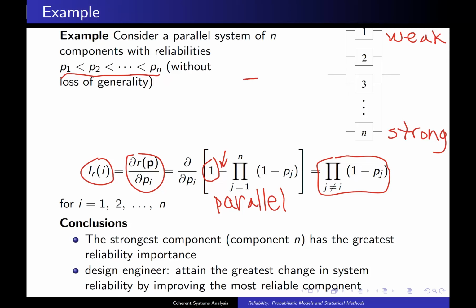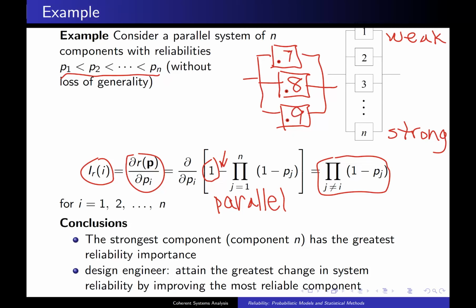Let's do a small example of this one as well. We're going to use those same component reliabilities for a 3-component parallel system. And instead of calling these components 1, 2, and 3, I'm going to put in the reliabilities, and we'll stick with those same numbers, 0.7, 0.8, and 0.9. So the first question is, what is the reliability importance of component 1? The formula right here says take the product of 1 minus P2, so that's 1 minus 0.8, and 1 minus P3, so that's 1 minus 0.9.